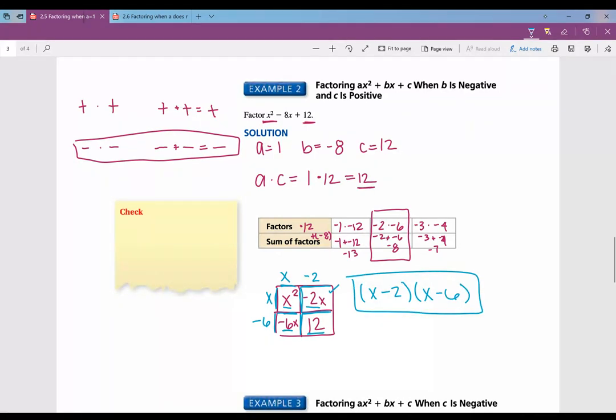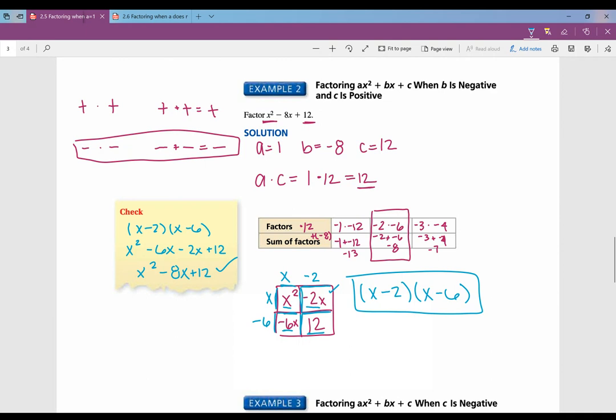Okay, and again, if you want to check it, you can come over here and multiply it out. So you get x squared minus 6x minus 2x plus 12. Combine our like terms, we get x squared minus 8x plus 12. And so that's what we started with, so we know we got our answer correct.